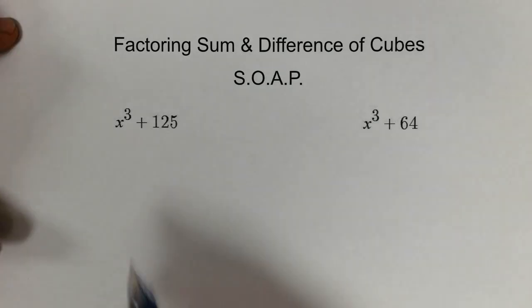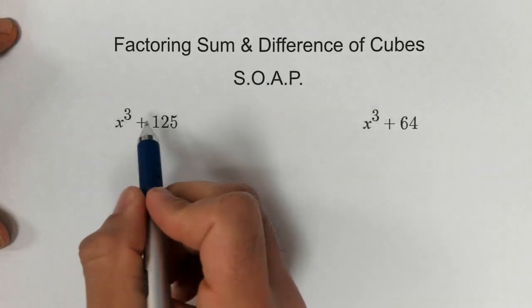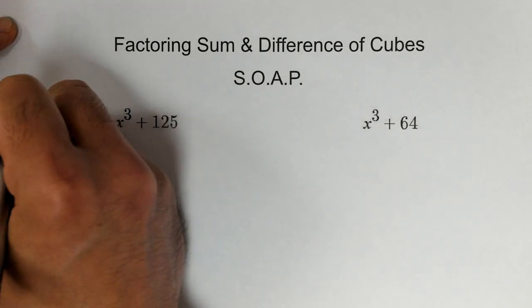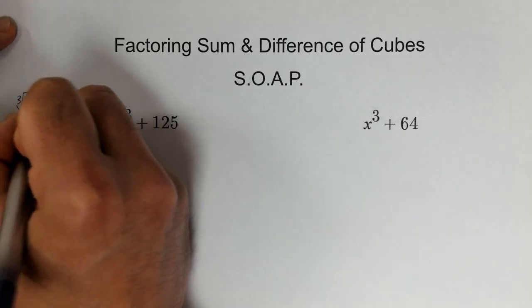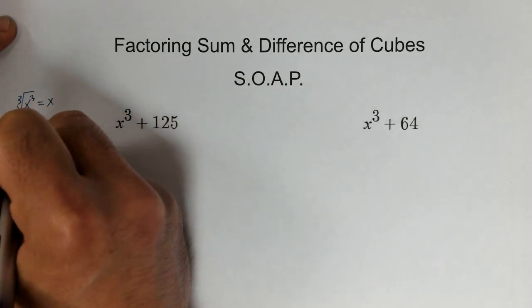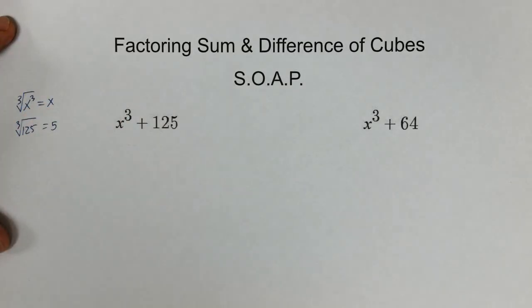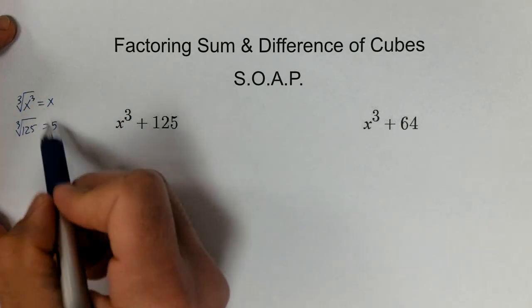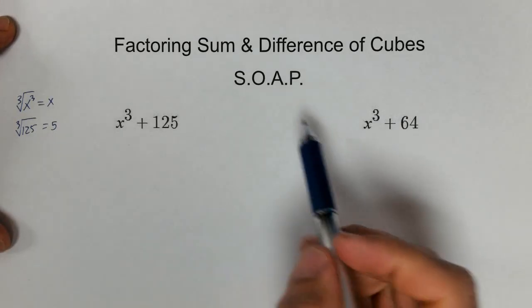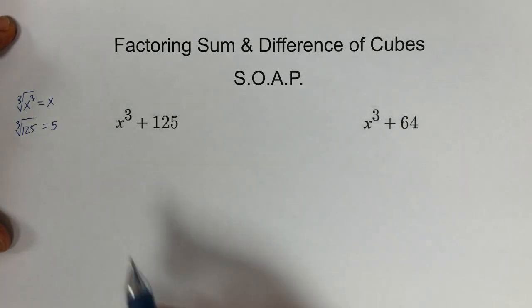So the numbers I'm going to be working with here are the cube root of x to the third, which gives me x, and the cube root of 125, which gives me 5. Right? It's 5 times 5 times 5. So these are the two values that I'm going to be manipulating using the SOAP method. So let's start.